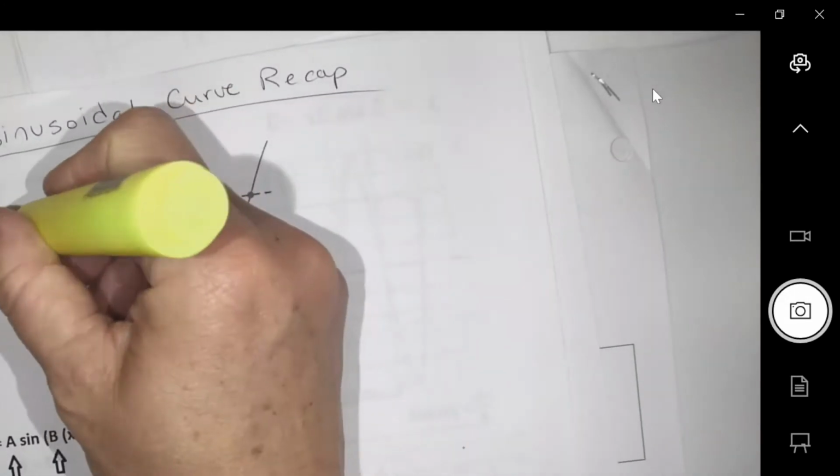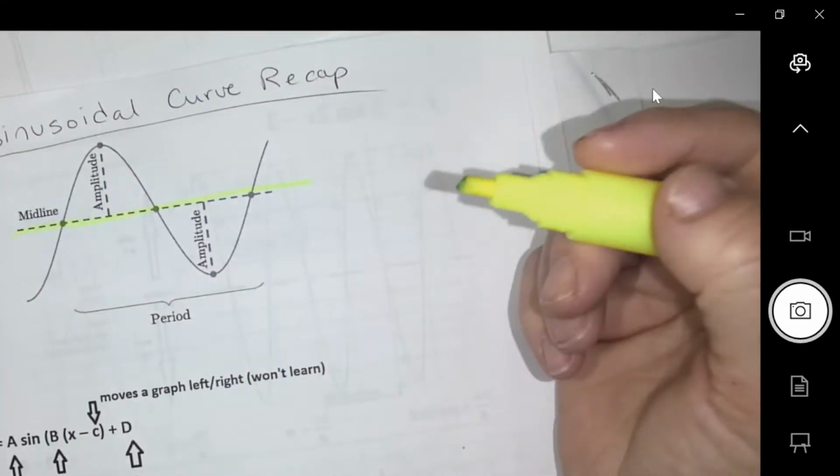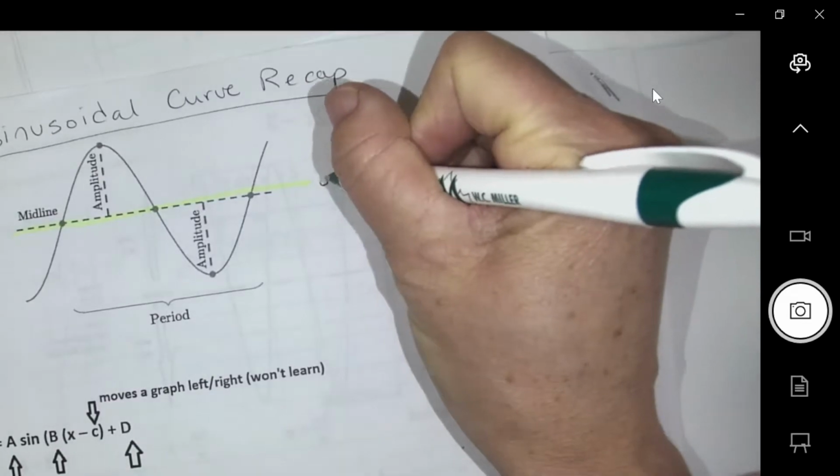So I made you a nice little study recap paper. These words, you need to understand what they all mean. So we've talked about them. The midline is the height that would fall right in the middle. So the midline is always the height. And what should we always write if I'm asked for a midline in front of it? Y equals.